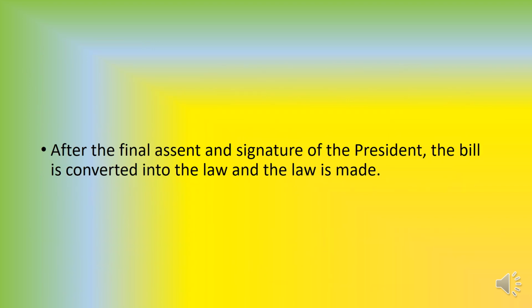After undergoing all these three stages, that is the first reading, second reading, and the third reading, finally it goes to the president for his approval, his assent and his signature. So after the president gives approval by signing, the bill is converted into law. And that is how law is made. So we saw the procedure, how a bill, a rough draft proposal, finally becomes a law.